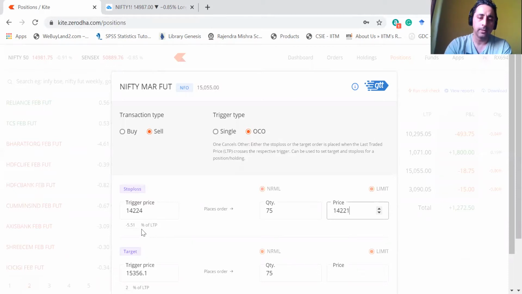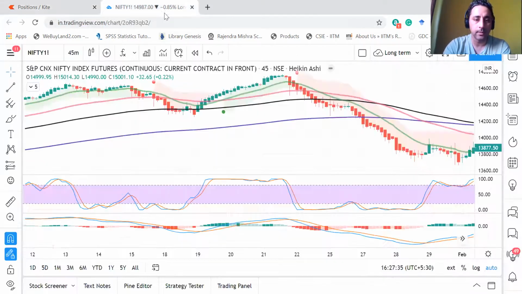Also, you have to remember one thing, that I think GTT is something which you can't place below 0.25%. I mean, not above that. So the difference between your current price and the stop loss order has to be, I think, if I'm not wrong, more than 0.25%. You will come to know that once you trade. So that's the thing.